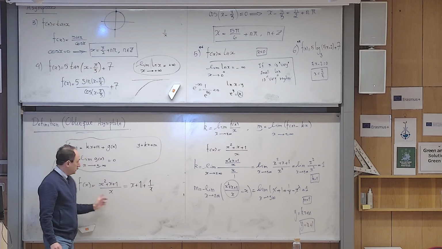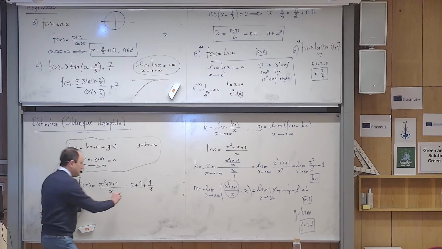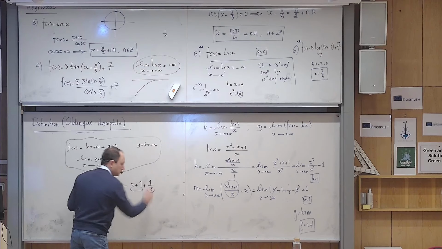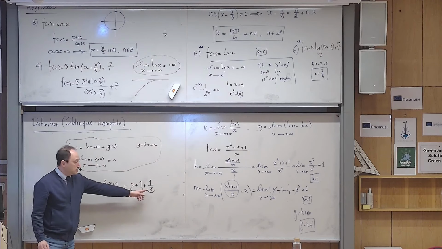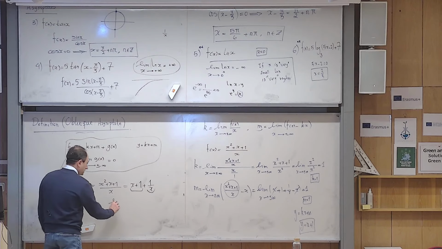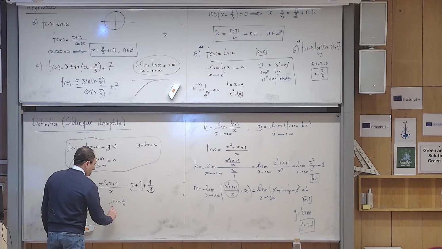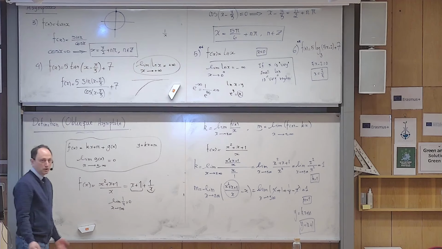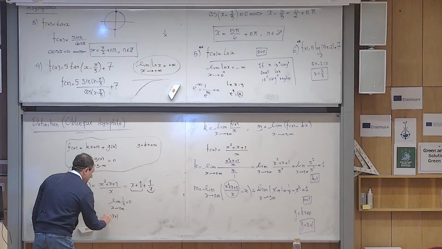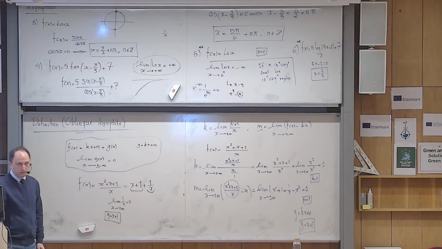And now look, this function is a line plus a deviation. But that deviation is important. That deviation goes to 0: the limit of 1 over x when x goes to plus or minus infinity is equal to what? 0. That's it. So y equals x plus 1 is your oblique asymptote. This is the best way to find it.